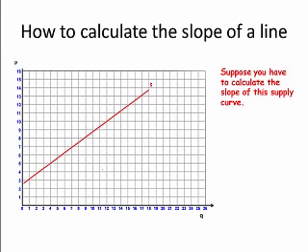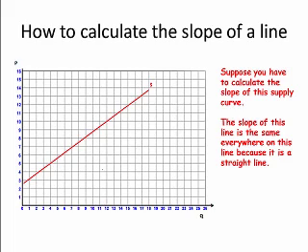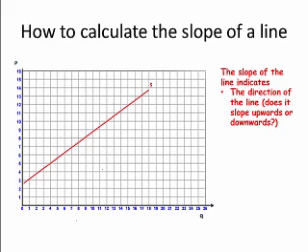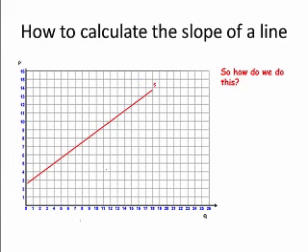Suppose you have to calculate the slope of this supply curve. The slope of this line is the same everywhere on this line because it is a straight line. The slope of the line indicates, firstly, the direction of the line, does it slope upwards or downwards, and secondly, how steep or flat it is. So how do we do this?